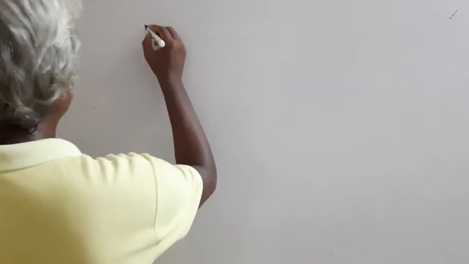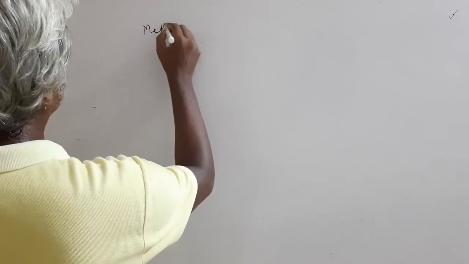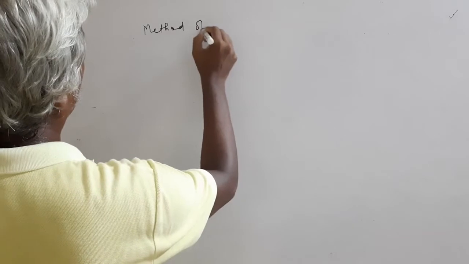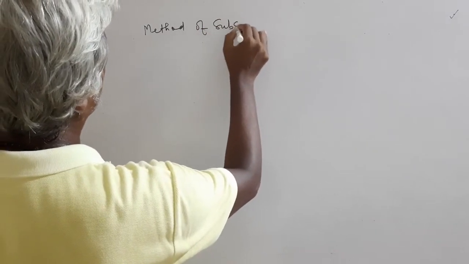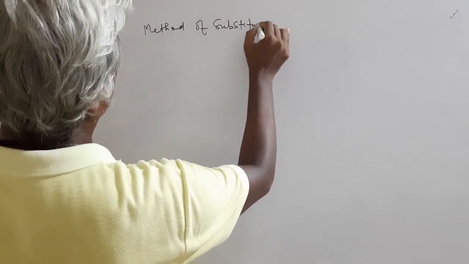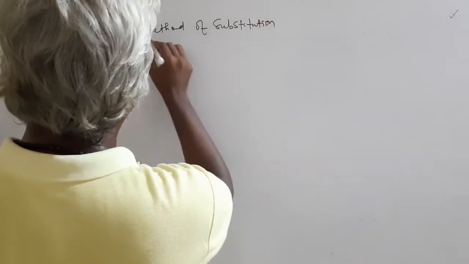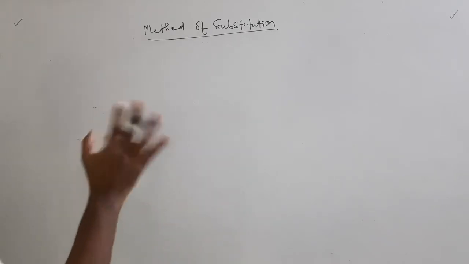In this video we will learn about the method of substitution. Method of substitution means we have to substitute so that we can find the differentiation. Now you know some of the examples.